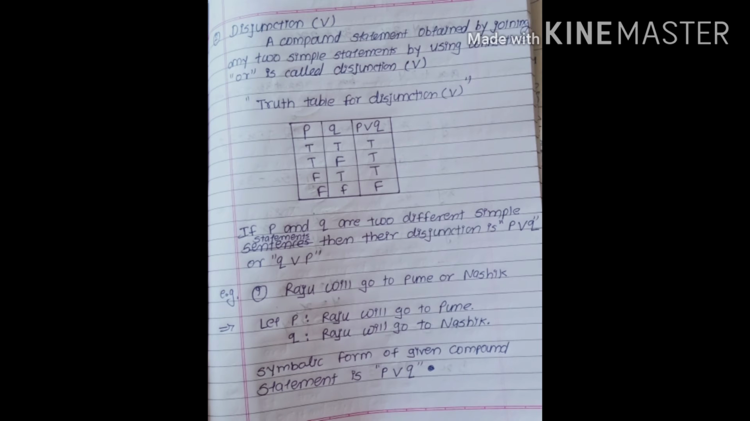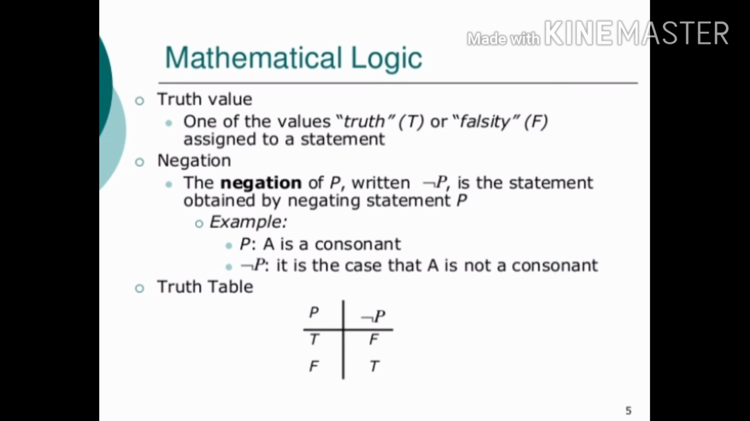Our next connective is negation. It is so easy. For the truth table of negation, if a statement is true, then its negation is false, and if the statement is false, then its negation is true. Consider one example. Sujay is a good boy. Then its negation is so simple: Sujay is not a good boy. If the statement is 5 plus 6 equals 12, then its negation is of course 5 plus 6 is not equal to 12.